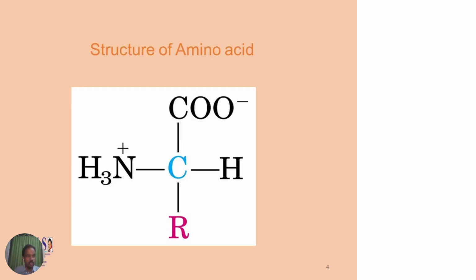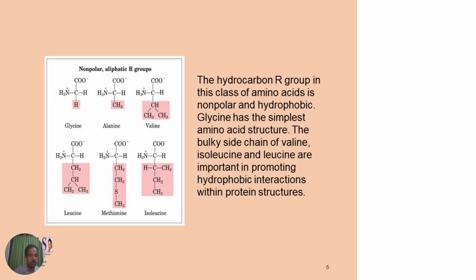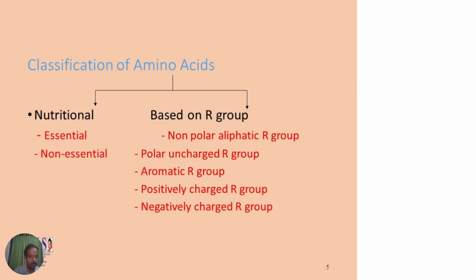This is the basic structure of the amino acid, where you can find the amino group, the carboxyl group, the hydrogen, and the R group. So you have different types of amino acids: the aliphatic amino acids, aromatic amino acids, sulfur-containing amino acids, etc. You also have classification of amino acids based on nutrition, nothing but essential amino acids and non-essential amino acids. Based on the R group, you have the non-polar aliphatic R group, polar uncharged R group, aromatic group, positively charged and negatively charged R group.